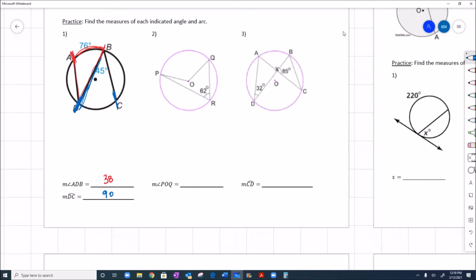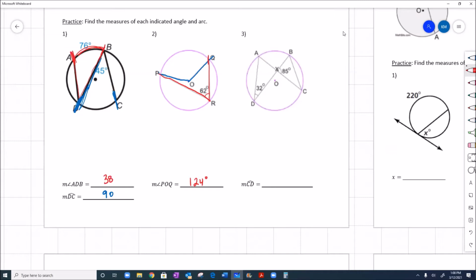Number 2, it asks us for the measure of angle POQ. Okay, notice here that POQ is a central angle. No numbers here for us with the arc, but the intercepted arc is PQ. As we look at our inscribed angle here, you'll notice that this angle QRP intercepts the same arc PQ. So since this is an inscribed angle of 62, its intercepted arc should be double. So 62 times 2, and that gives us 124 degrees.